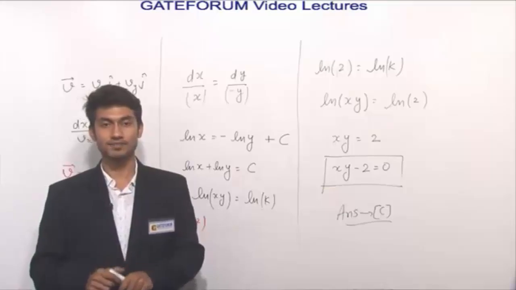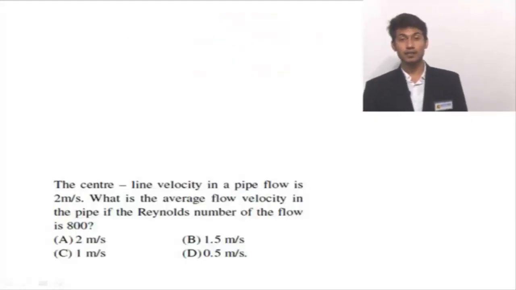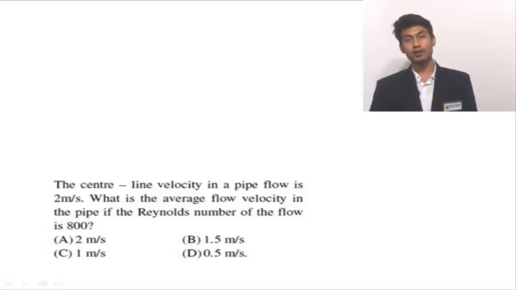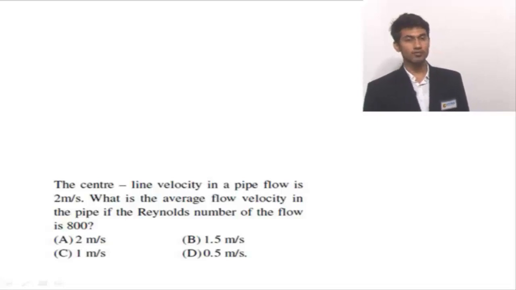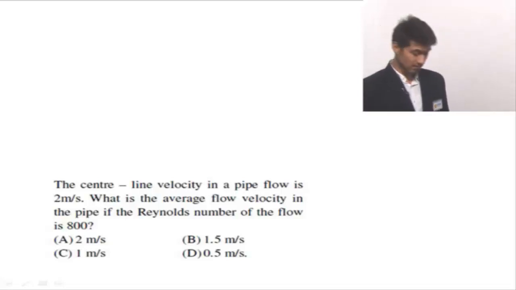That is the final answer. The question is, the center line velocity in a pipe flow is 2 meter per second. What is the average flow velocity in the pipe if Reynolds number of the flow is 800? Options are A 2 meter per second, B 1.5 meter per second, C 1 meter per second, D 0.5 meter per second.